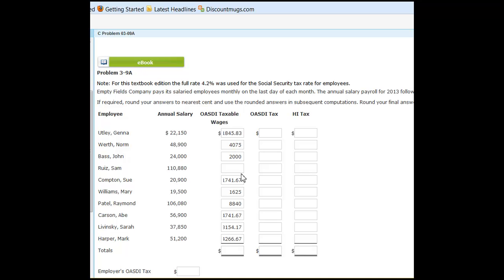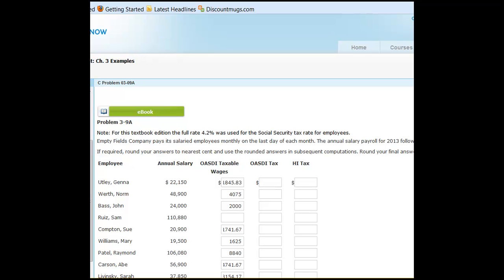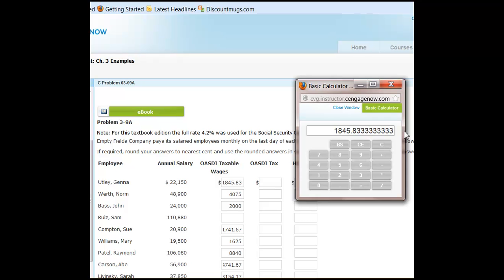Okay, now that I have all of my taxable wages for everyone but Sam, we're going to take a look at Sam. Like I mentioned, the maximum that any one individual earns that we have to pay Social Security tax on is $110,100. He's made $110,880, okay? So if we put it into our calculator to figure out how much he's gone over: he'll make $110,880 in a year, but he only has to pay Social Security tax on $110,100. So $780 of his annual salary he does not have to pay taxes on. So let's keep that in mind, okay?